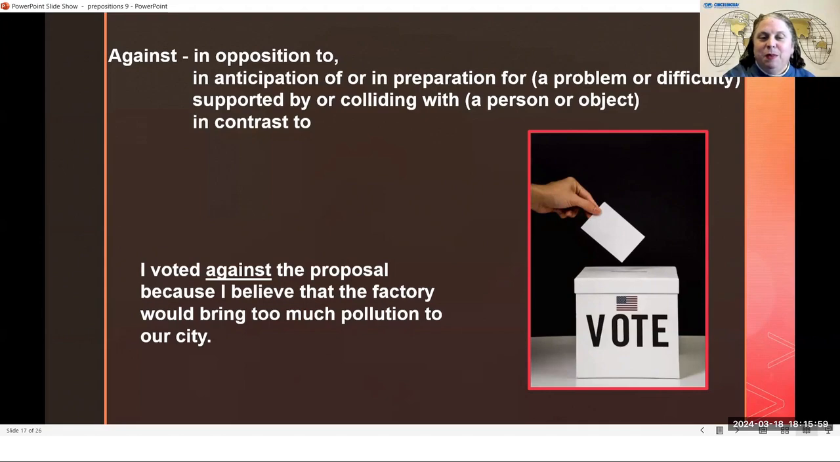And in this case, people are voting whether a factory should come to their town or the factory should not come to the town. And this person in the example believes that the factory will cause a lot of pollution, and so they don't want the factory to come to their town, and they voted against. They voted against the proposal.